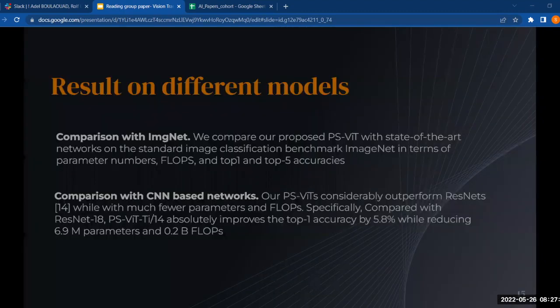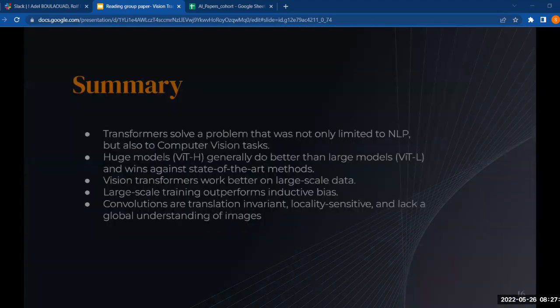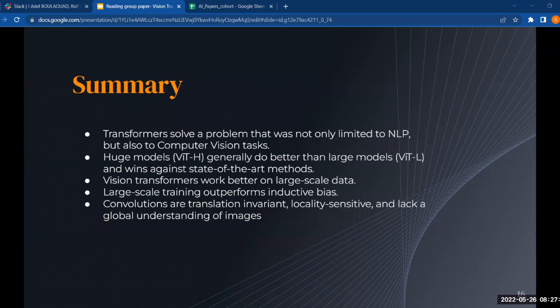This is the summary. So in summary, the transformers were able to solve not only problems limited to NLP, as we've seen in the example I gave in the beginning, but also computer vision tasks like image segmentation and object detection as well. Huge models like the ViTA generally do better than larger models like the ViT-L and win against the state of the art. Vision transformers work better on large scale data.